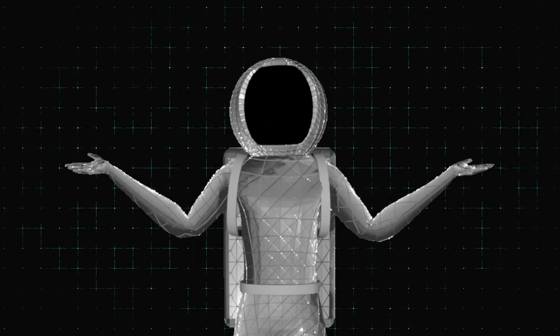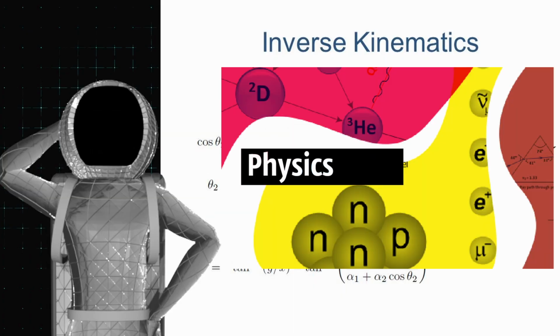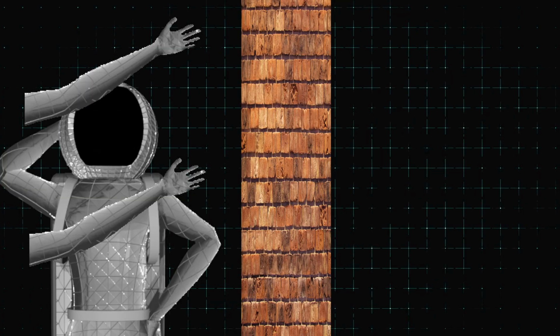For the arms, it's a bit more complicated, as here not only do we have to use inverse kinematics, but also pay attention to the physics part, so that the arms can't just phase through walls.